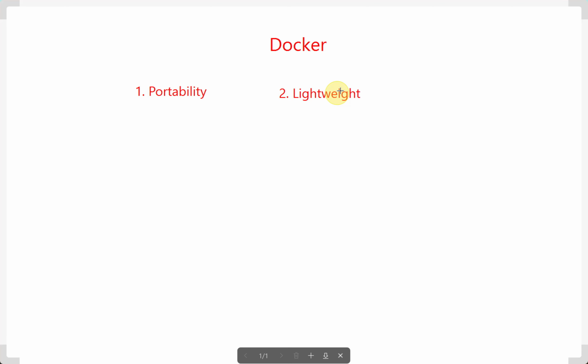The second one is that containers are lightweight. Unlike VMs, which require a full operating system for each instance, containers share the host operating system's kernel only. That means faster start time and lower overhead. That's why containers are lightweight.